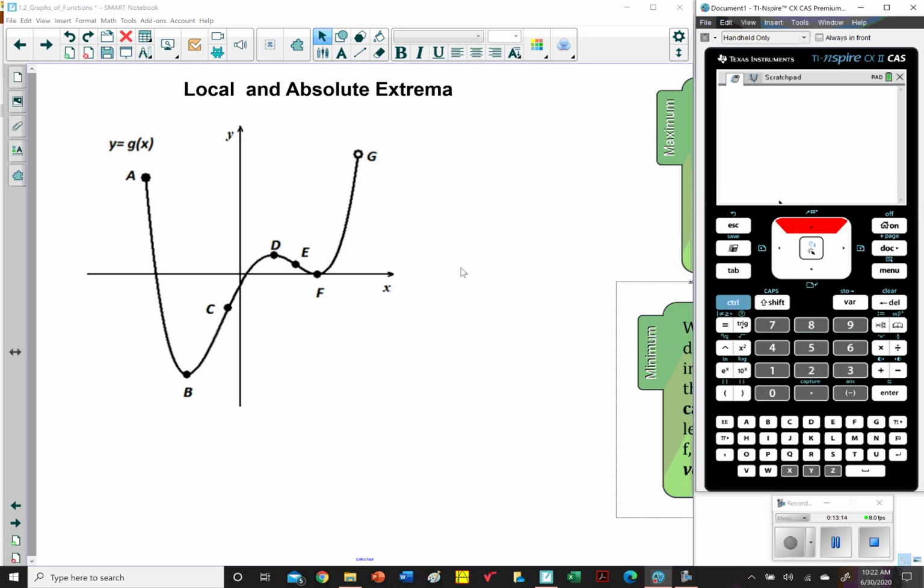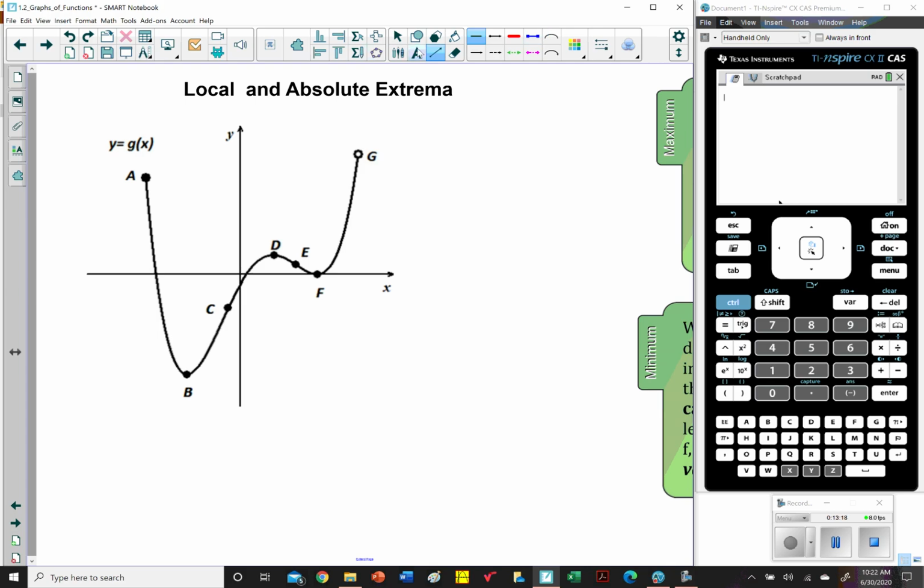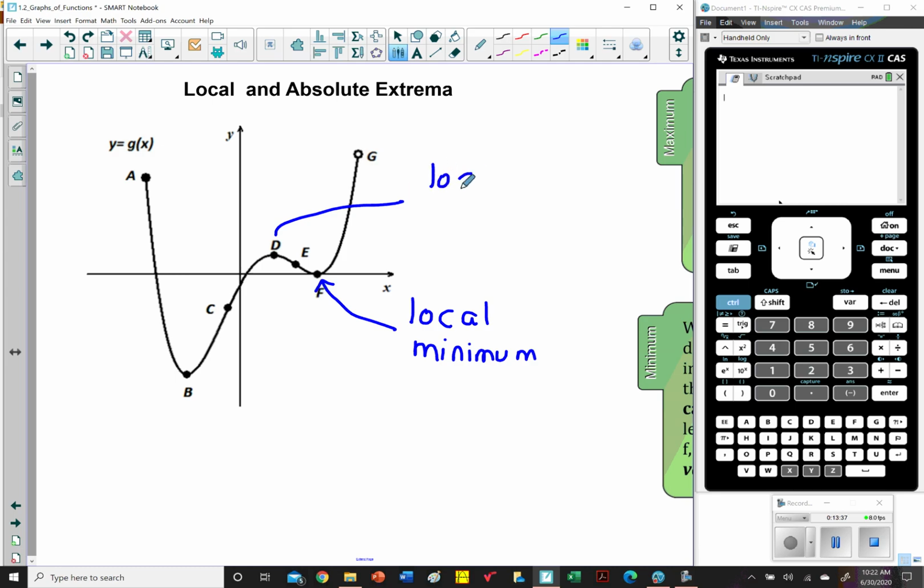Okay, so in this example, oh, I lost my pen. In this example, I would say this point F is a local or relative minimum. And D is a local or relative maximum.